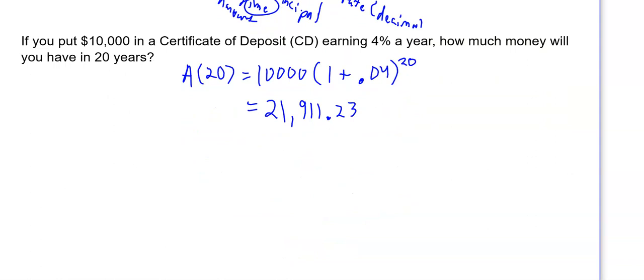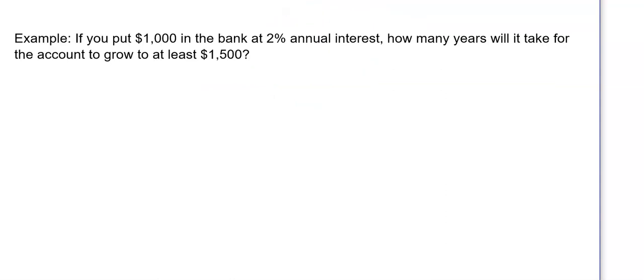That's pretty good. If you're at 4%, you doubled your money, a little over double your money in 20 years. So not terrible. So let's try this problem. Ooh, this is kind of interesting. How many years will it take to grow to at least 1,500? So 1,500.